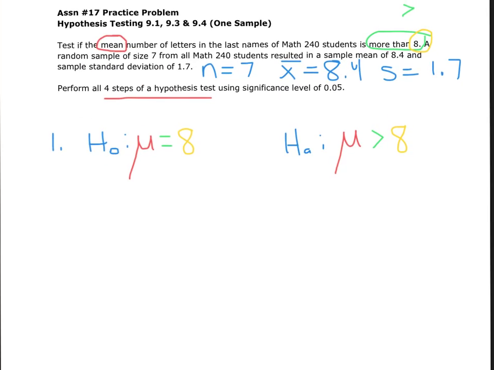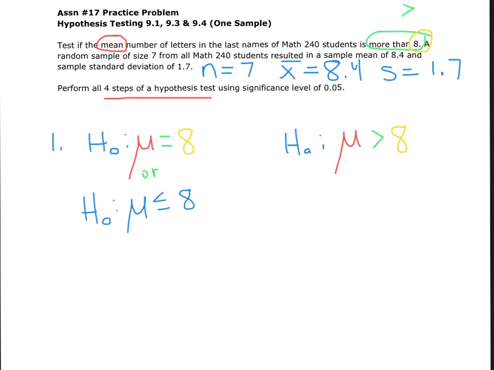Now, there is another way that we could write the null. We always want the equals in the null, and so because we've got a greater than in the alternate, we could put in a less than or equal to 8 here. Either one of those is going to work. So either one of those null hypotheses.